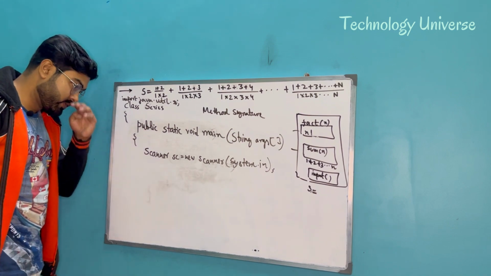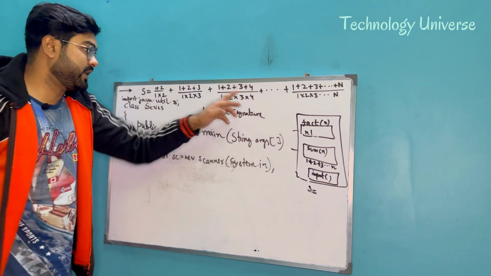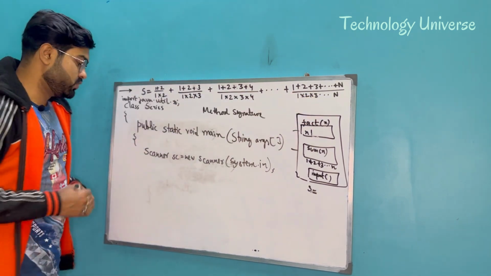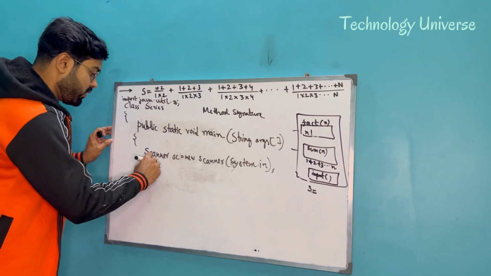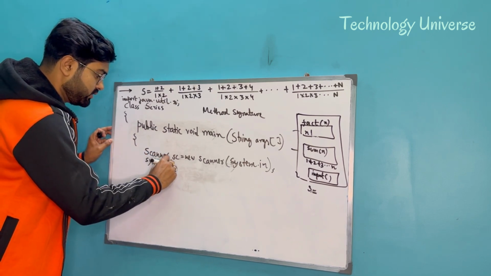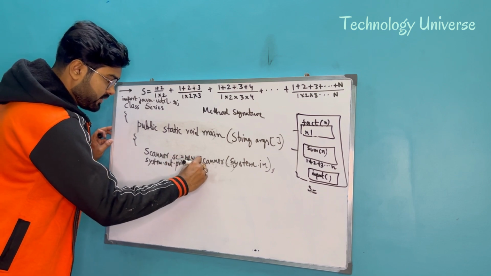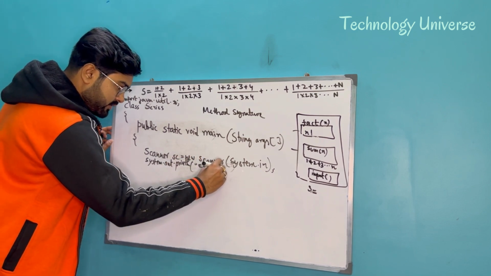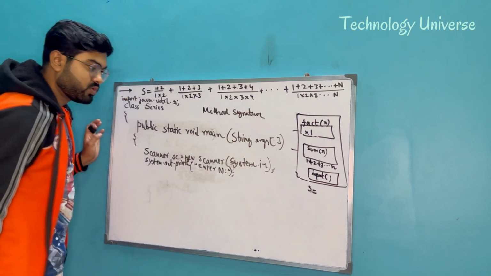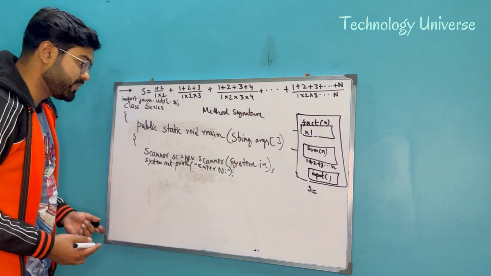Now we are going to take an input n. That n we have to take as input from the user. So let's give a prompt to the user: System.out.println("Enter n"). Now it would wait in the console window. Console window is nothing but the terminal window.